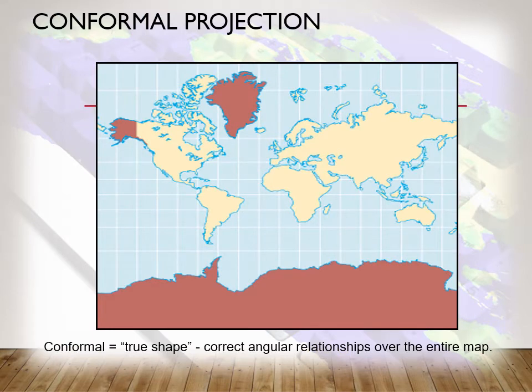Okay, so we can lump these projections into basically what property is being preserved. So conformal projections represent true shape and angular relationships, but look at the size of things. Look at Antarctica. That's definitely not what Antarctica looks like. I mean, the border of Antarctica looks pretty good, but the size is greatly not just distorted, but a false representation. And then Greenland, of course, is much bigger than it actually is on Earth, or even on a globe.